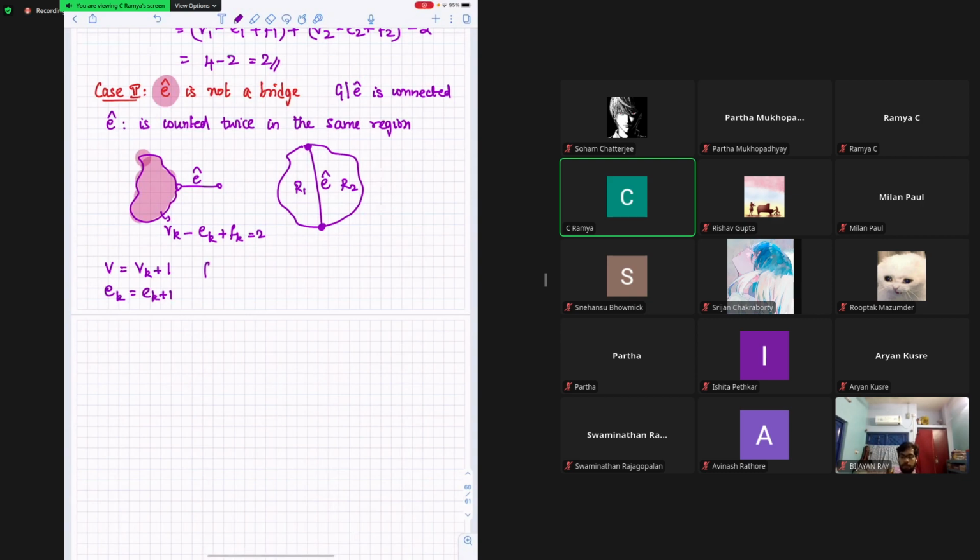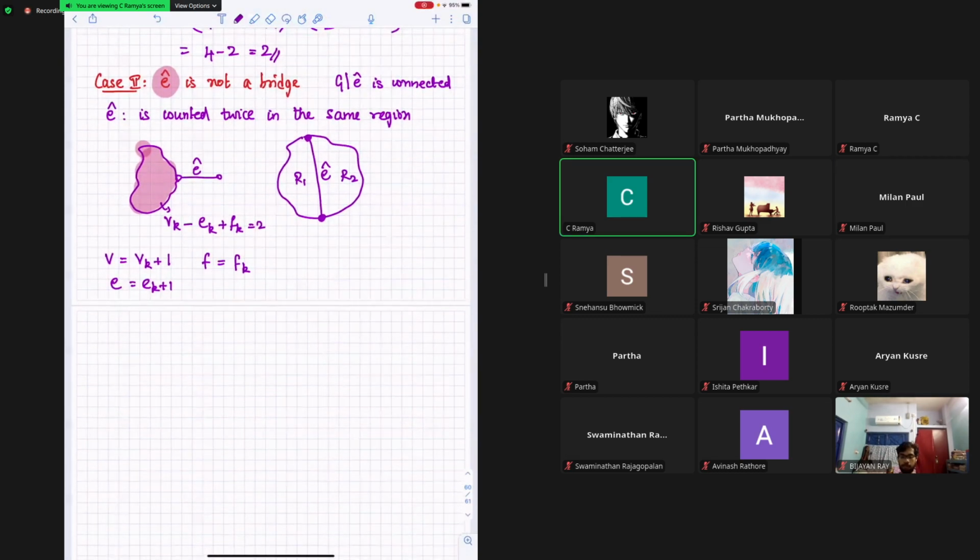Now let's not write E_k, just write V. What can you say about the number of faces in terms of the number of faces of this portion here and the graph that you obtain after removing the edges? Same. It should remain the same, right? So it will be F_k. So you will still get the relation that V minus E plus F is equal to 2 by the inductive hypothesis.